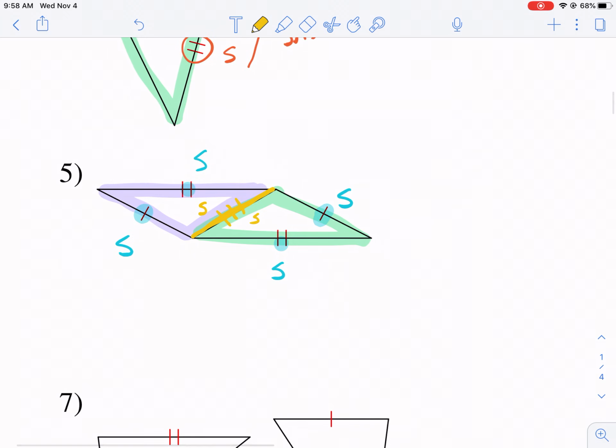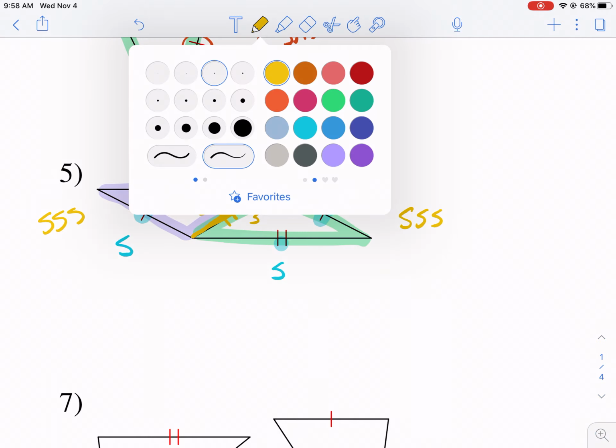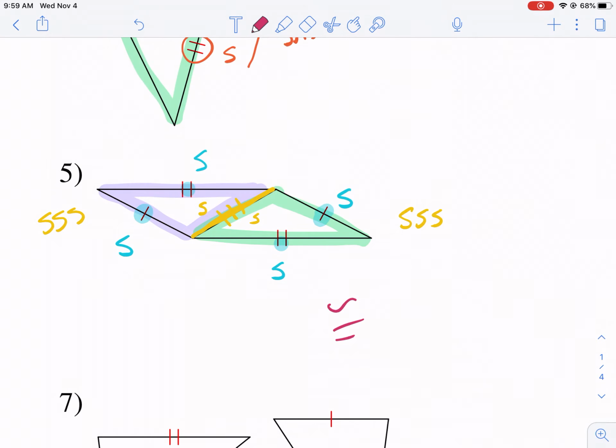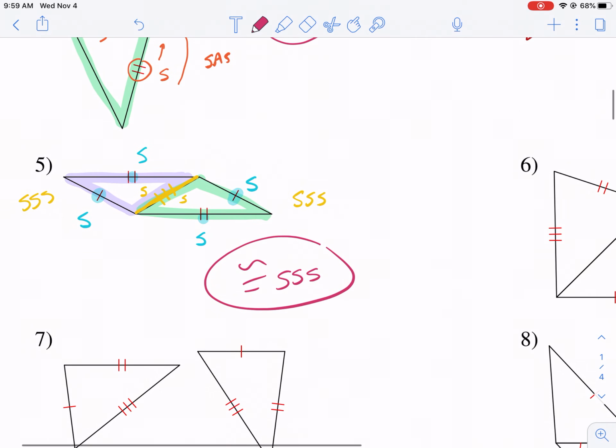Now, SSS is pretty easy to recognize because you see 3 S's on the triangle. There's only 3 sides. If there's 3 S's, that means we have SSS for this triangle, SSS for this triangle. So therefore, they are congruent because of side, side, side congruence. So that's how you do that one.